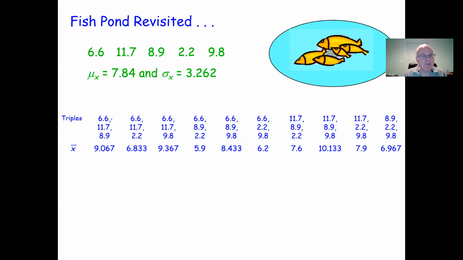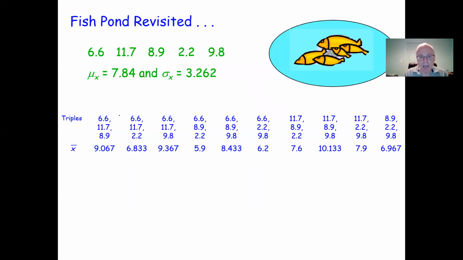The triplets of 3 fish that are taken from the pond. For example, this first one here is 6.6 inches, 11.7 inches, 8.9 inches. The last one is 8.9 inches, 2.2 inches, and 9 inches. So these are the list of all 10 possible samples of size 3 fish that are sampled from the pond that has 5 fish. And these are the means for each of these 10 samples. And the mean is just simply adding the 3 numbers up and dividing by 3.